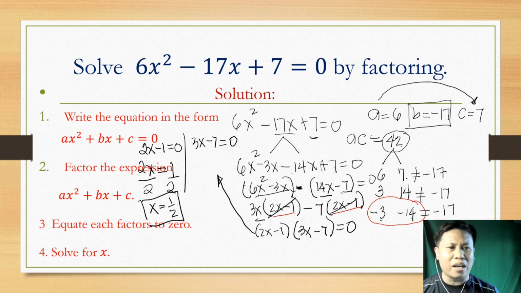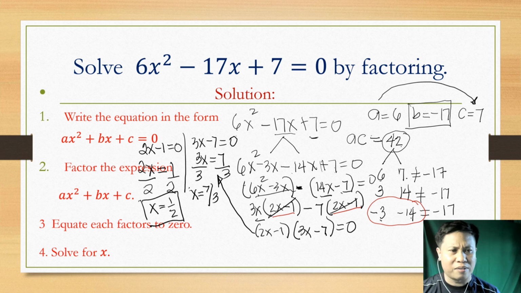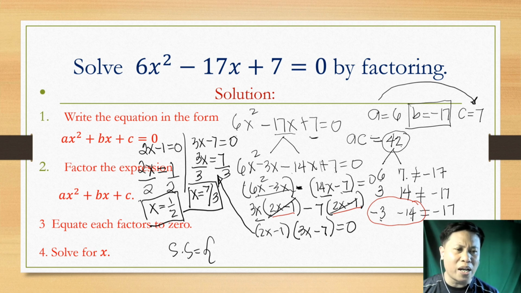And the other equation, 3x minus 7 equals 0, we transpose negative 7, so it will become positive 7. Divide both sides by 3, your x now is equal to 7 over 3. So this is the second value of x. Therefore, the solution set of the given quadratic equation 6x squared minus 17x plus 7 is 1/2 and 7 over 3. Okay?